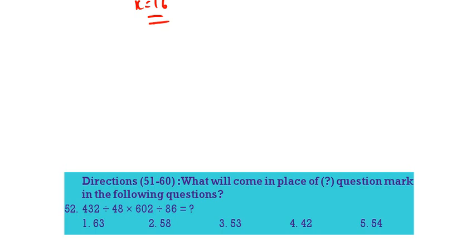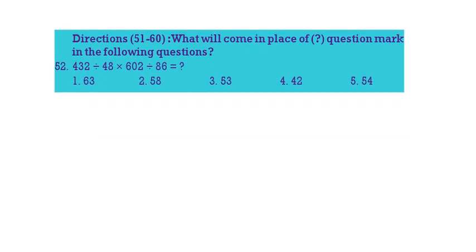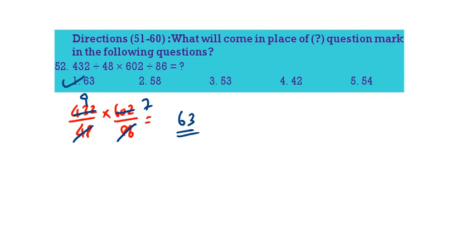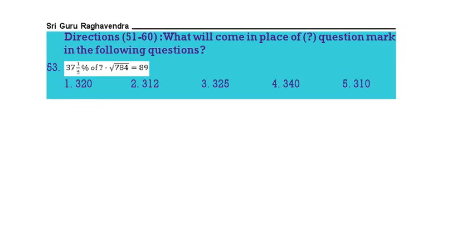Next question, 52. 432 by 48 into 602 by 86 is equal to how much? Now, 86 1s, 86 7s, 48 1s, 48 9s. So 9 into 7 is 63. 63 is the answer.